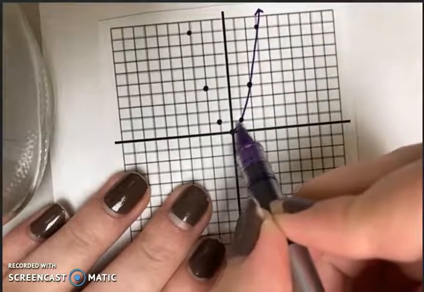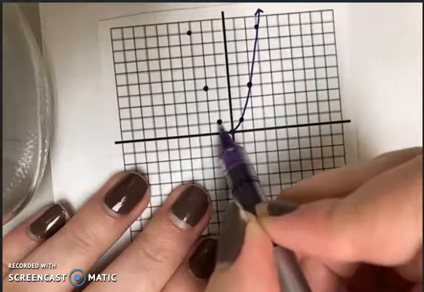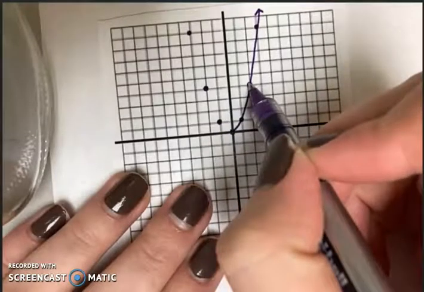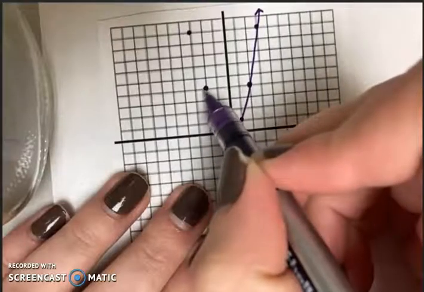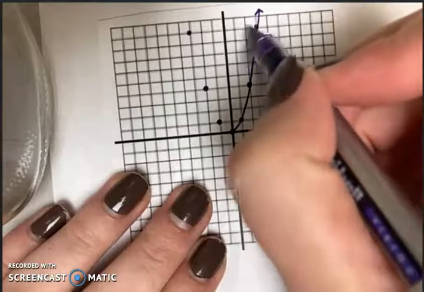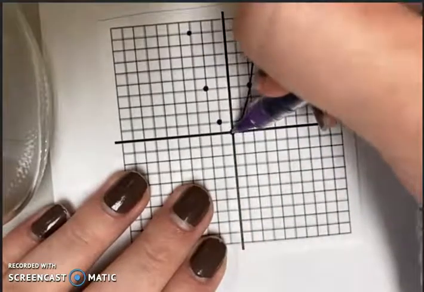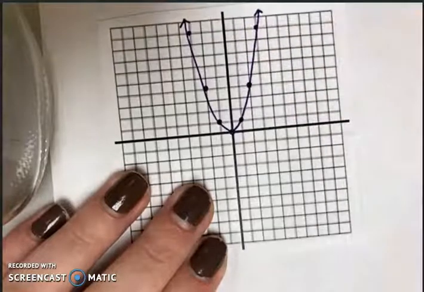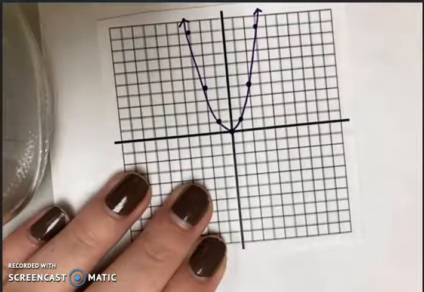1, 1 was right 1 unit, now it's left 1 unit. 2, 4 was right 2 units, now it's left 2 units. 3, 9 was right 3 units, now it's left 3 units. Okay.